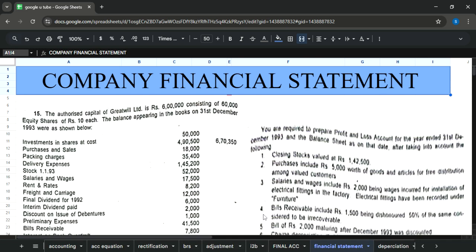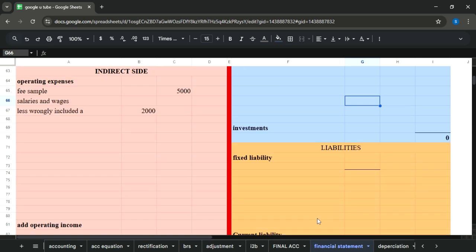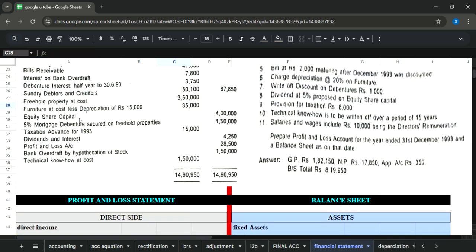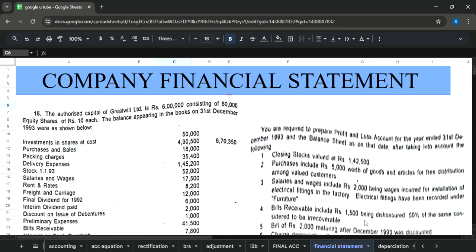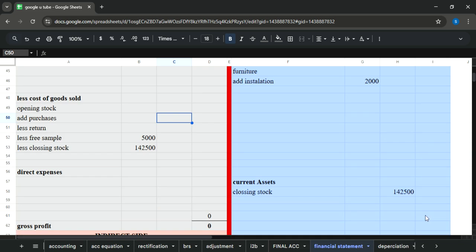Now number 4. Bills receivable include 1,500 dishonored, 50% of which is irrecoverable. Irrecoverable would be considered as your expense, because irrecoverable amounts are considered bad debts. So you will write bad debts over here, the amount of which would be decided over here. Total irrecoverable 1,500, but 50% were bad.